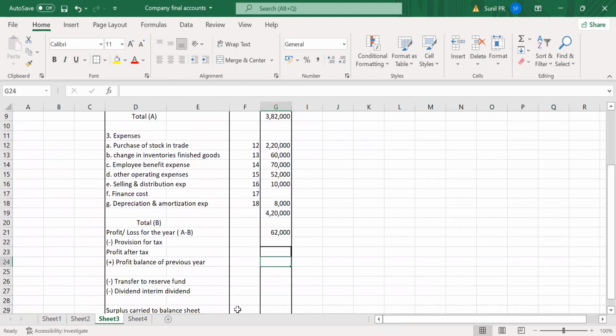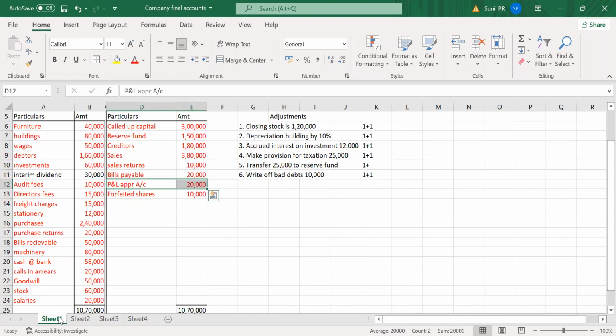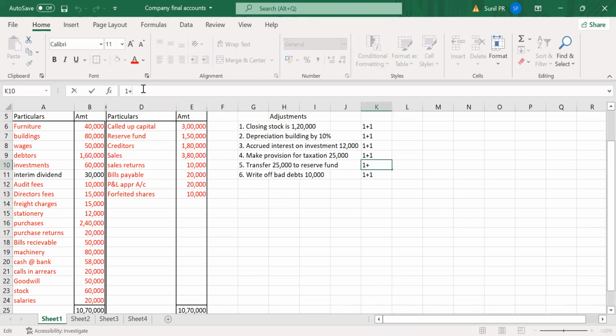So, minus transfer to reserve fund. The transfer to reserve fund will be here: 25,000 to reserve fund. Once we have taken it, we are taking it again. Remember, in liabilities in the balance sheet, reserves and surplus we have taken once. So that was once in the balance sheet.